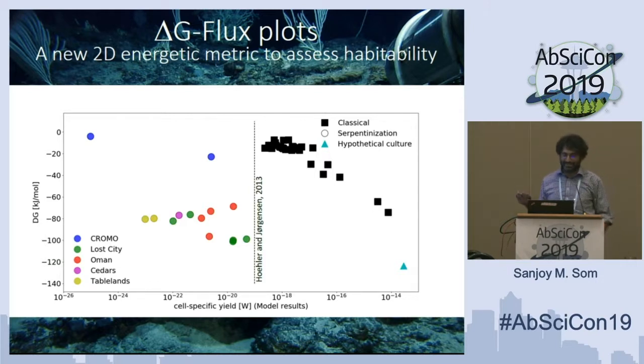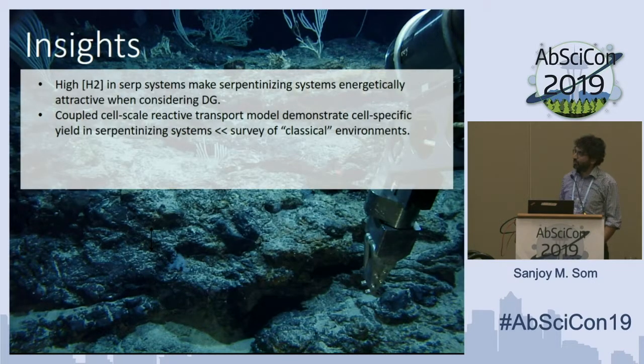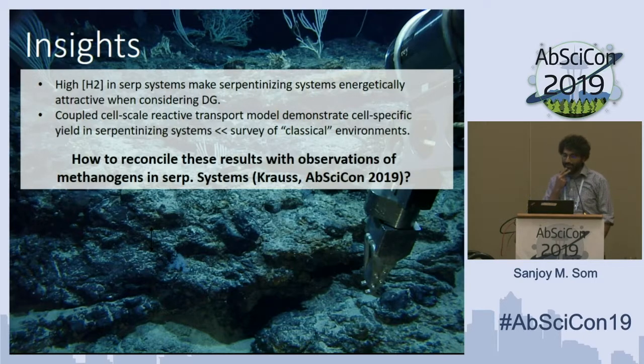So how do you reconcile that? There was a great talk earlier this AbSciCon by Emily Krauss, who shows that there are such methanogens. So how do you reconcile the two? Before we try and think about that, let me just make two points regarding Gibbs free energy. First, high hydrogen in serpentinizing systems can fool you, right? From that perspective alone, these sites are energetically favorable. However, when thinking about the power requirements of a cell, then the energy scenario is different. So how do we then reconcile the results with observation of methanogens in serpentinizing systems?